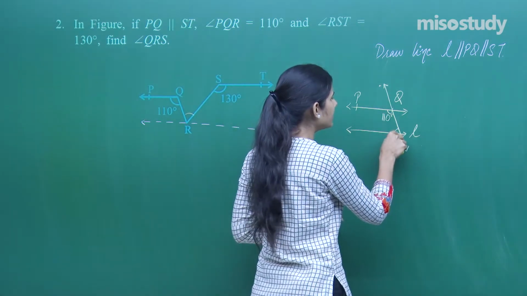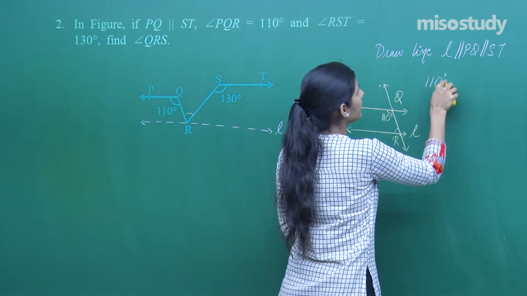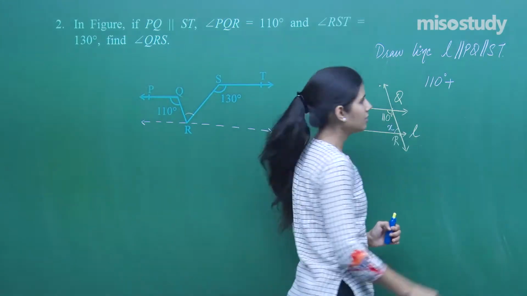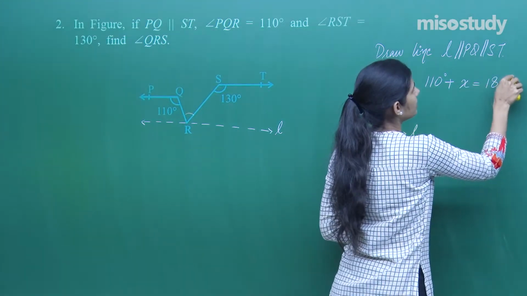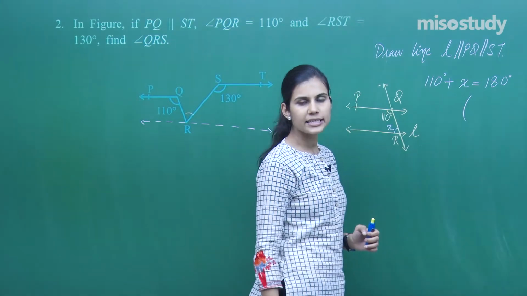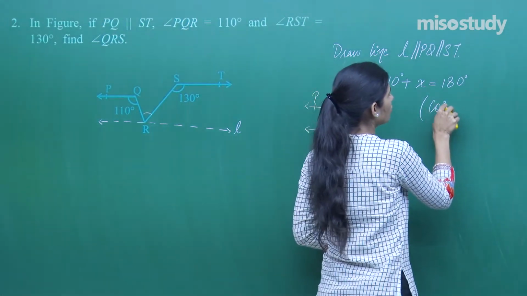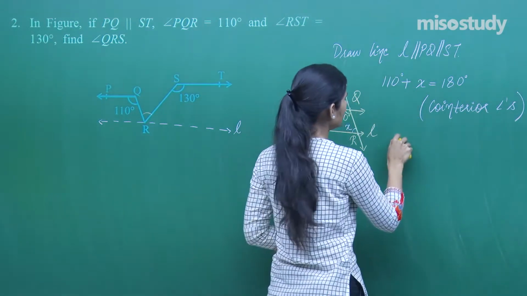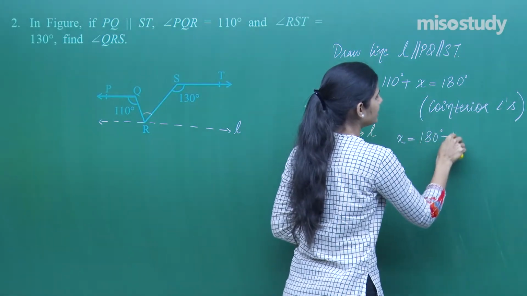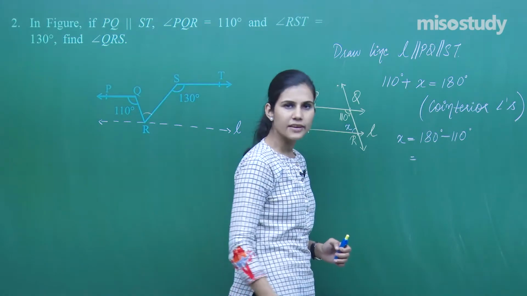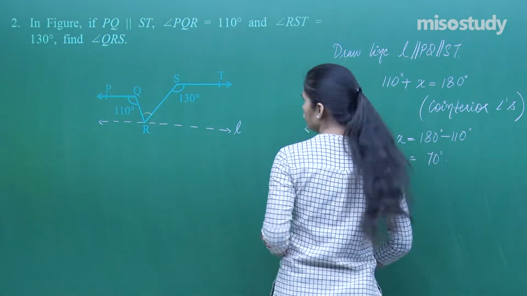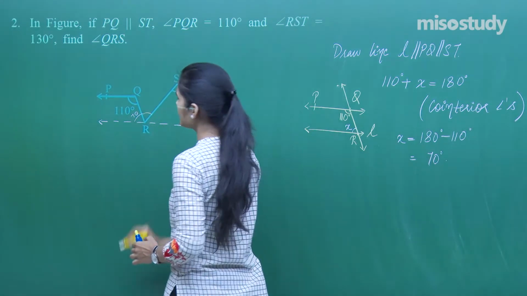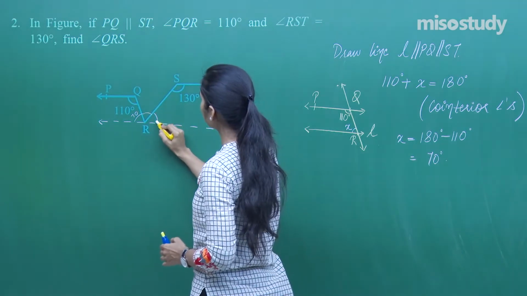So what can I say? I can say that 110 plus this angle, suppose I say this is x, 110 plus x is 180, because you know that the sum of co-interior angles is 180, as the lines are given to be parallel. So x will be what? 180 minus 110, which is 70. So this angle has come out to be 70. This angle is 70.